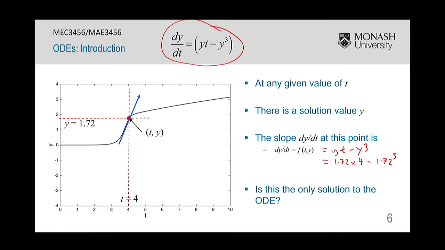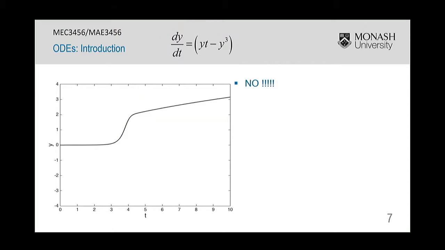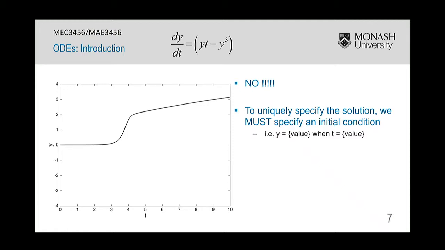Is this black line here the only solution to the ODE? Well, of course, the answer is no, it's not. To uniquely specify a solution to a first-order ordinary differential equation, we must specify an initial condition. And an initial condition looks something like y is equal to some value when t is equal to some other value. So, for example, that black line in the figure on the left there is the solution we find if y is equal to 0.001 when time is equal to 0.